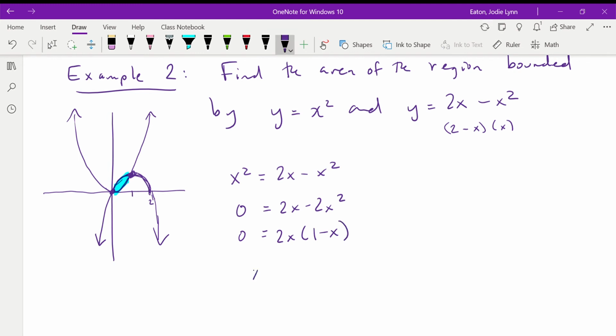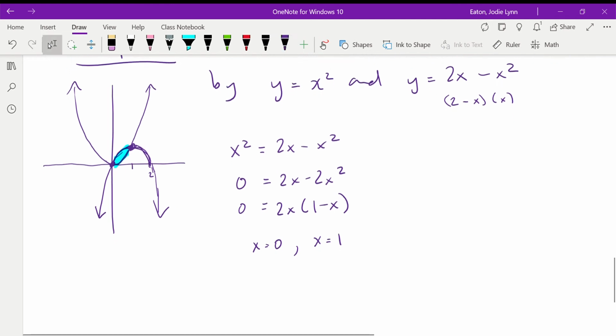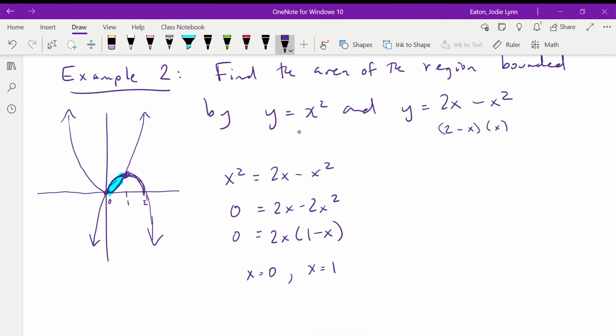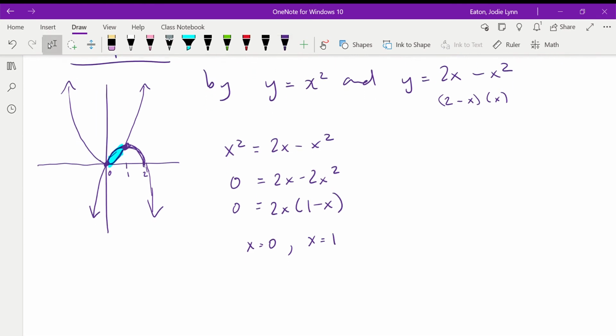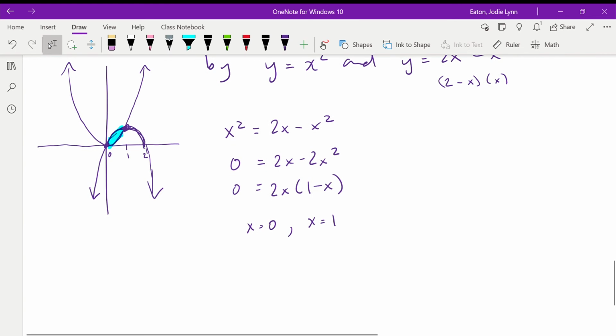So my solutions are x equals 0 and x equals 1. And the most important thing to figure out right here is what my x coordinates are. I don't actually need to find the y coordinates, because the reason I was interested in them was just to see what those points of intersection are. And I notice that the function that's on top is the second function. So that's going to be the function that I have first when I'm doing my subtraction. Okay? So we know that that is higher.